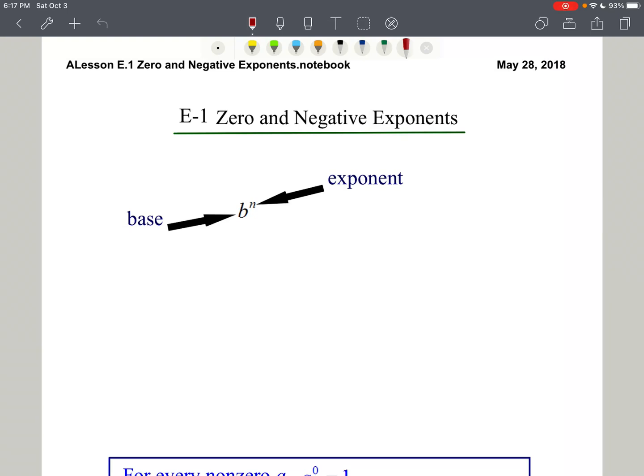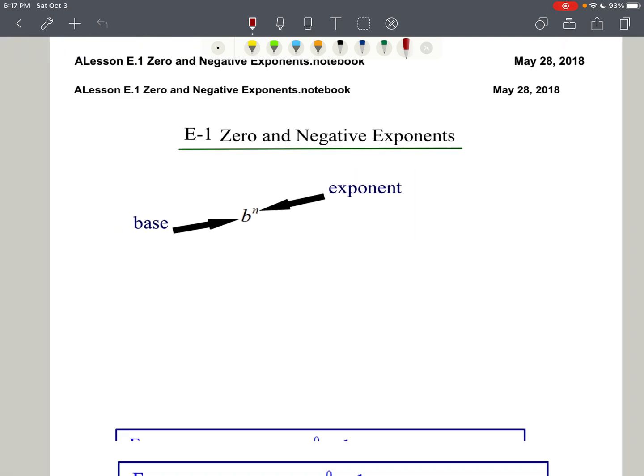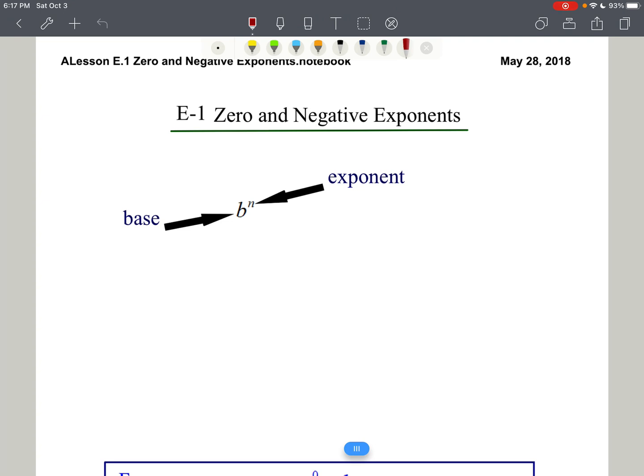In this next learning segment, we're going to be learning about exponential functions. And in order to be able to work with exponential functions, we need to know our rules of exponents first. So we're going to start with zero and negative exponents. Some of these laws of exponents are going to be very, very important in all of our future algebra classes.